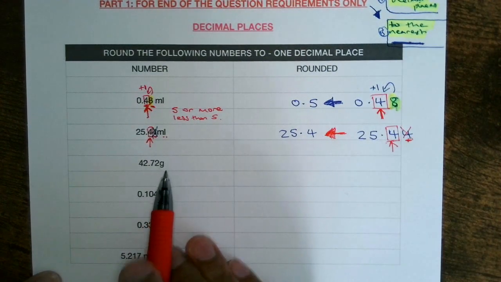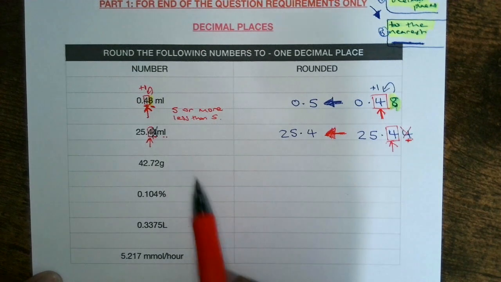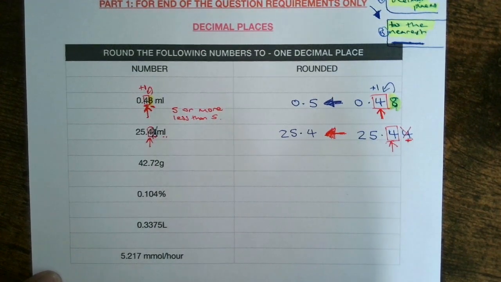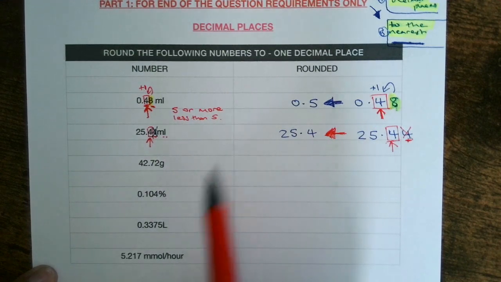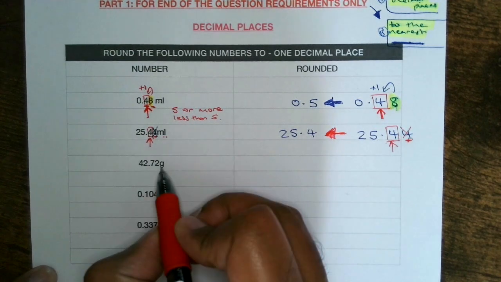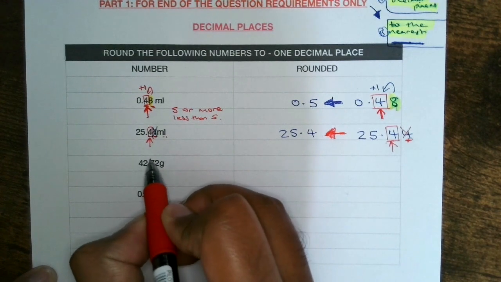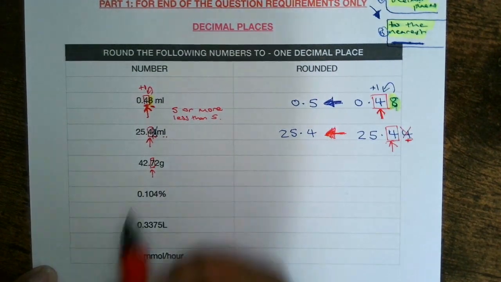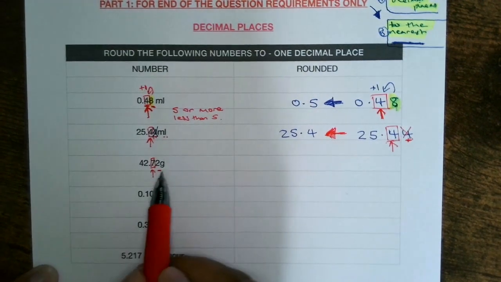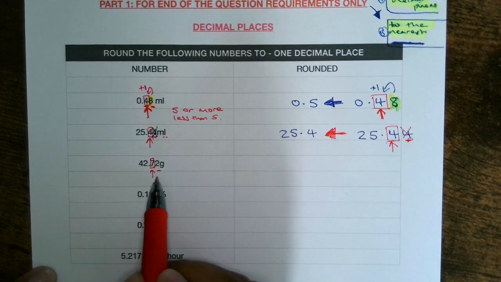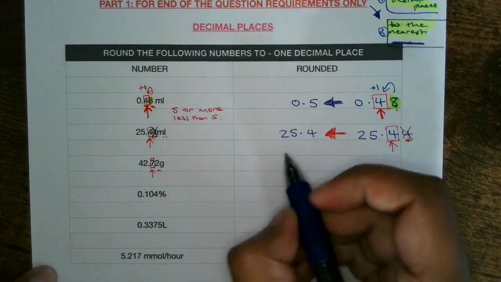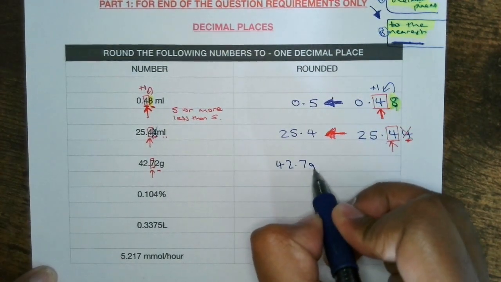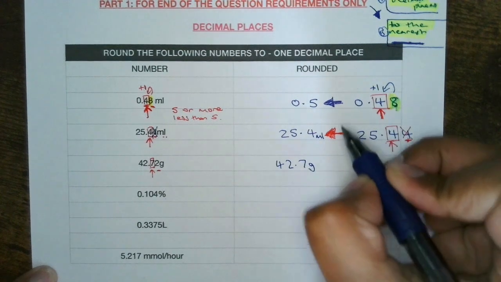Let's have a look at the next example. So I've deliberately put different units on here. I've put grams, I've put percentages, I've put litres. I've put millimolars per hour. It doesn't matter what units you've got. If you want to round to 1 decimal place, what are you interested in? You're just interested in finding the 1 decimal place, which is here, the 7. Draw a little arrow underneath it. Look to the right and say, that's number 2. Is 2 greater than 5 or less than 5? It's less than 5. So I'm going to cross it out, and my answer would be 42.7 grams. I should have put units, I suppose, just for the sake of argument.